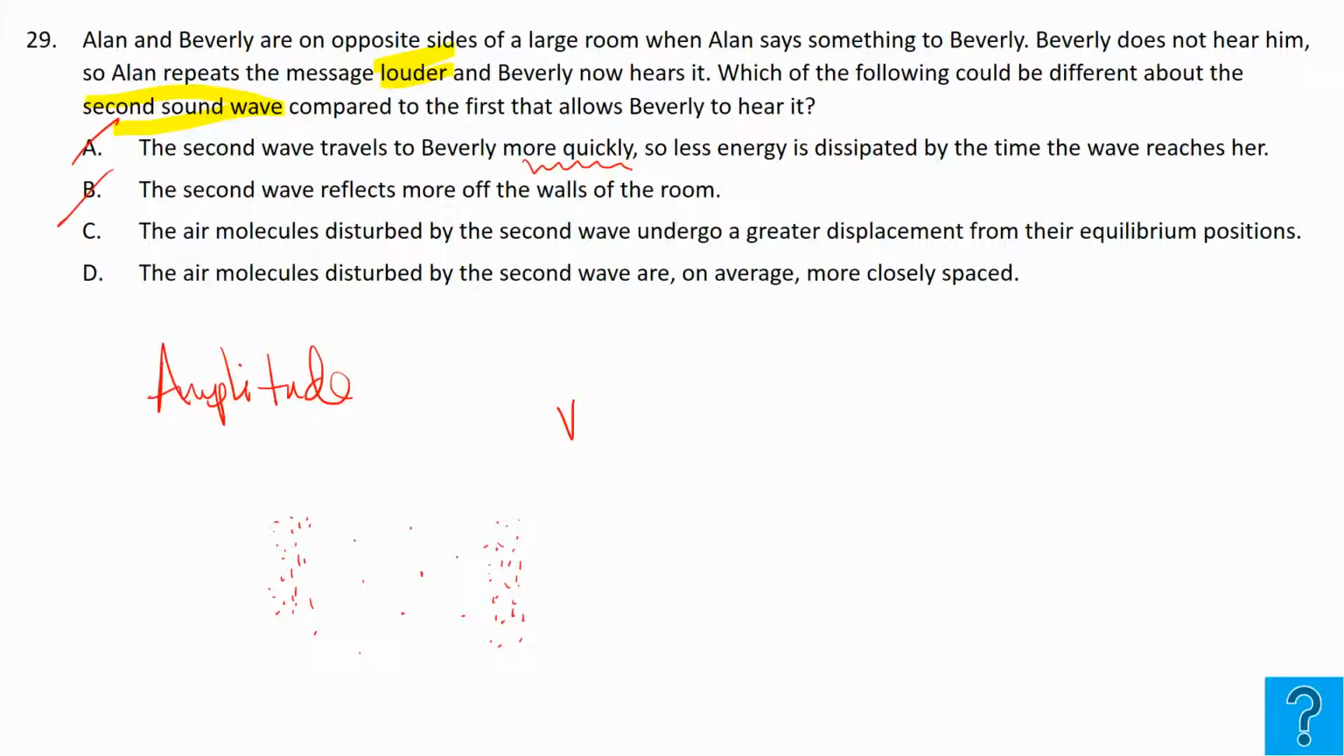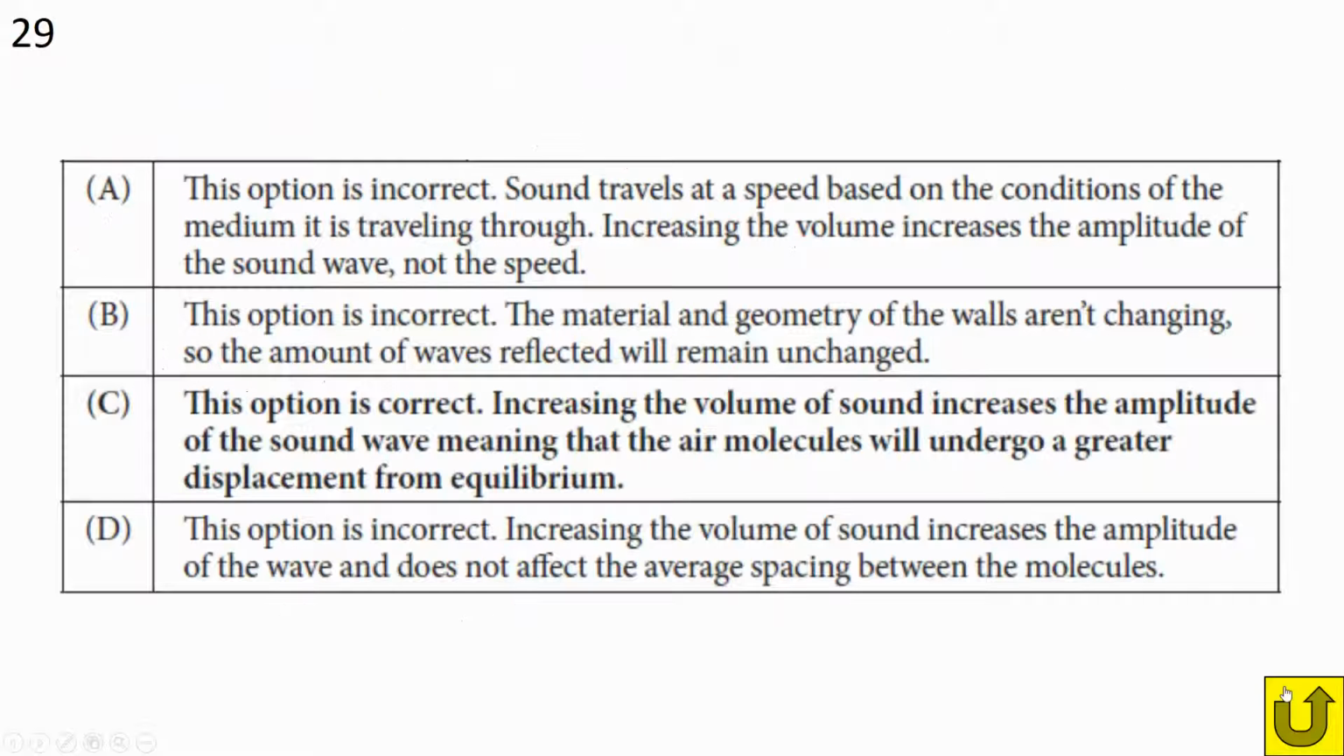The one of these that is going to be the closest to amplitude would be a greater displacement from equilibrium position. And if you'll remember, the definition of amplitude is your displacement from the equilibrium position. So your correct answer is C. So if we take a look at the answer key, we'll see that increasing the volume increases the amplitude, that increases the displacement.